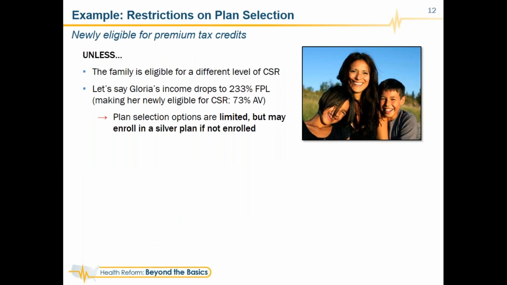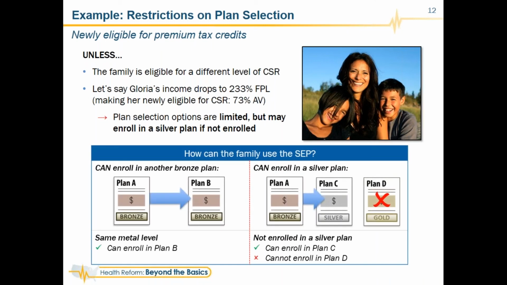However, let's say that Gloria's income drops to 233% of the poverty line. She is now eligible for cost sharing reductions. Her plan selection options are still limited, but she is allowed to switch to a silver plan even though she is not currently enrolled in that metal level. This is because she is eligible for those cost sharing reductions, and those are only available to people enrolled in a silver plan. So you are allowed to enroll in a silver plan if you aren't already enrolled.